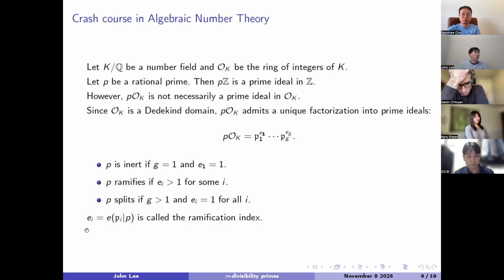And from now on, we're going to write this exponent ei as e(Pi over p), and that's called the ramification index. And the name explains everything. If the ramification index is 1, that's either inert or split. If the ramification index is greater than 1, P ramifies.